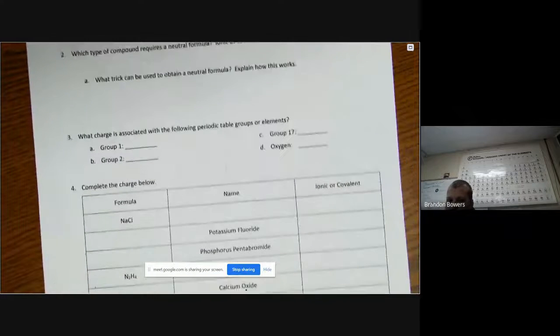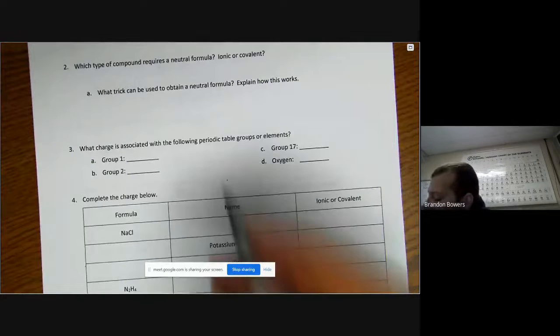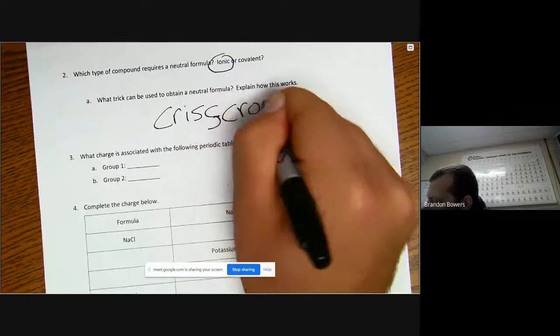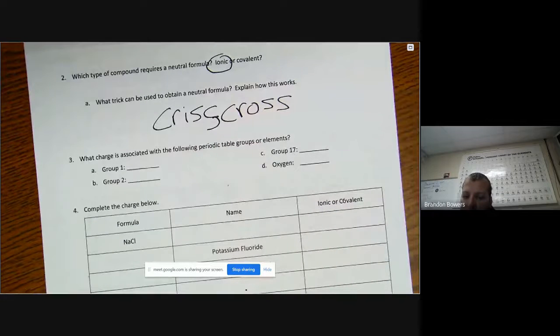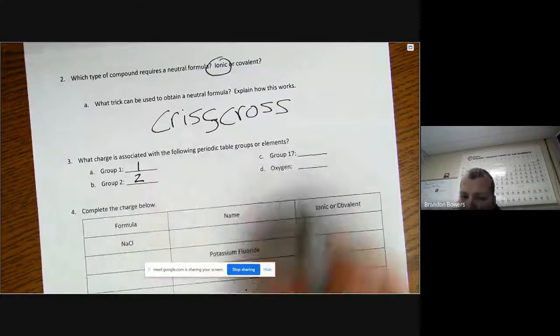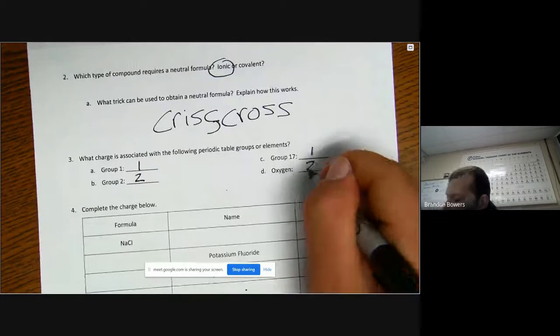Scroll this down. Okay, we're doing pretty good. Which type of compound is neutral formula? So that's ionic. And the trick to do this is called the crisscross method. Okay. What charge is associated with the following groups? So if you have your periodic table at home, hopefully you were able to find out that group 1 has a 1 charge. Group 2 has a 2 charge. Group 17 has a 1 charge, and group oxygen has a 2 charge.